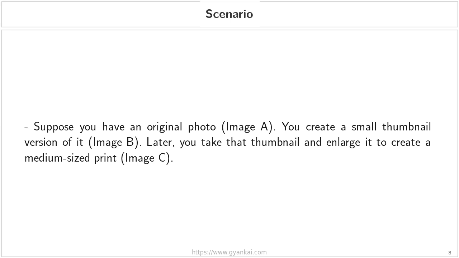You create a much smaller, scaled-down version of this photo to use as a thumbnail, and we'll label this version image B. Later on, you decide to take that same small thumbnail, image B, and enlarge it to create a medium-sized printed photo, which we will call image C. Keep these three distinct stages in mind, as we are about to analyze the geometric relationship between them.